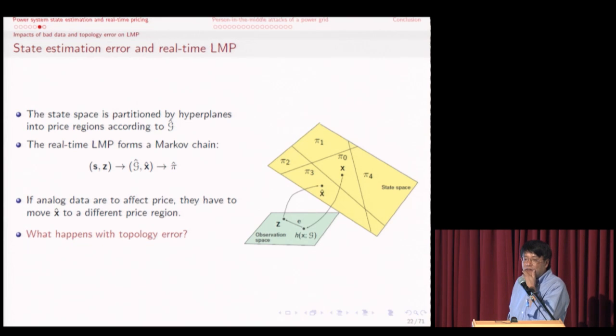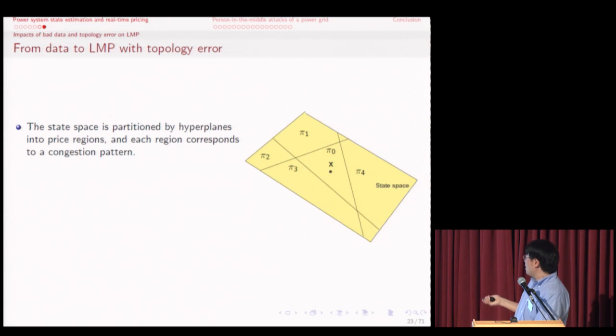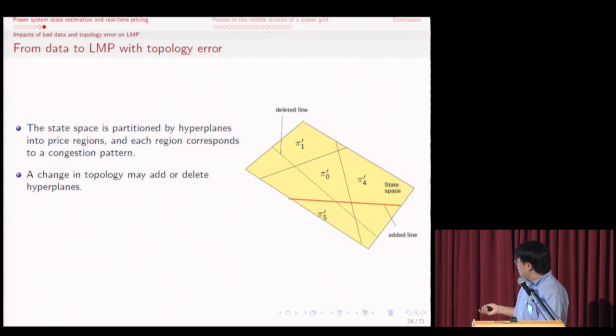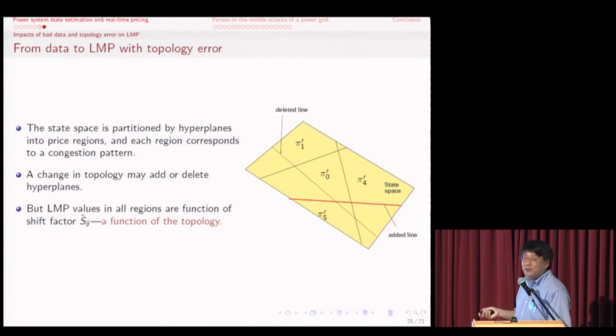Now, what happens if you change the topology? Okay. That creates a different mechanism of changing price. If you change topology, you wind up either adding a particular congestion or deleting a particular congestion, because network topology changes and line changes. Okay. So what happens with this kind of addition or deletion is that it will change one of the parameters in the system, which is a function of topology, and therefore the price is changed on all different regions. So if you change the estimates, it will change only the price on one place. If you change the topology, in fact, the price in all regions will be changed.